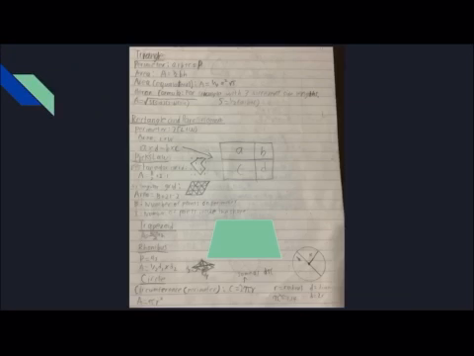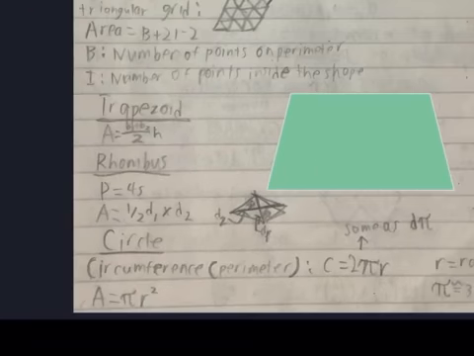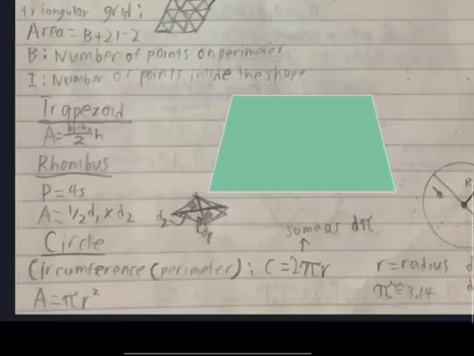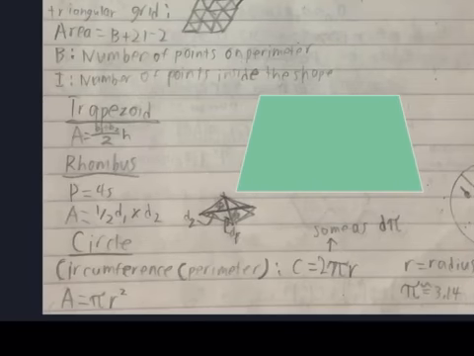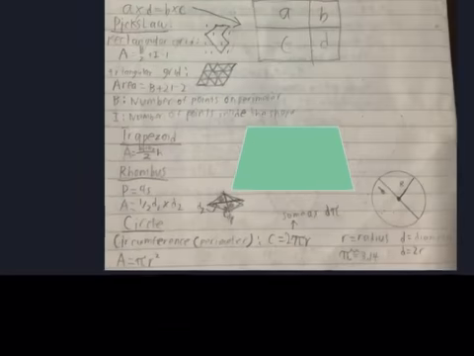This should be easy. Rhombus. This also surprised me a bit before I wrote it down. The perimeter is pretty simple, 4s, 4 times the side length. The area is actually pretty cool. If you can see that, D1 is the vertical one, and D2 is the horizontal one. So half of D1 times D2 is equal to the area of the rhombus.